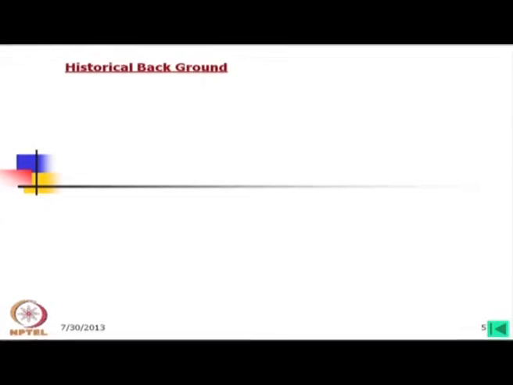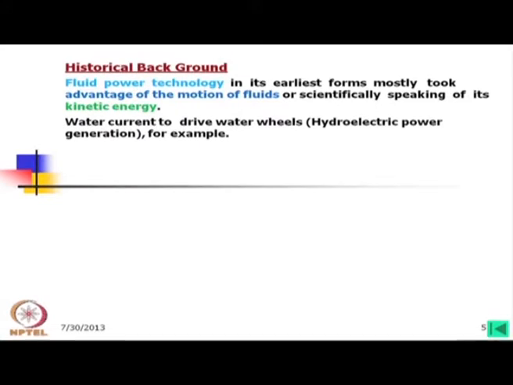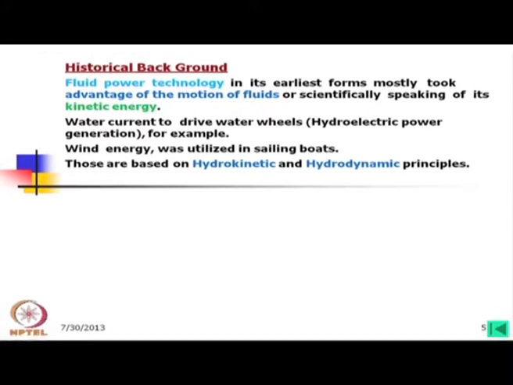Now, historical background is as follows. Fluid power technology in its earliest forms mostly took advantage of the motion of fluids, or scientifically speaking of its kinetic energy. Water current to drive water wheels, for example, hydroelectric power generation as an example. Wind energy was utilized in sailing boats. Those are based on hydrokinetic and also hydrodynamic principles.